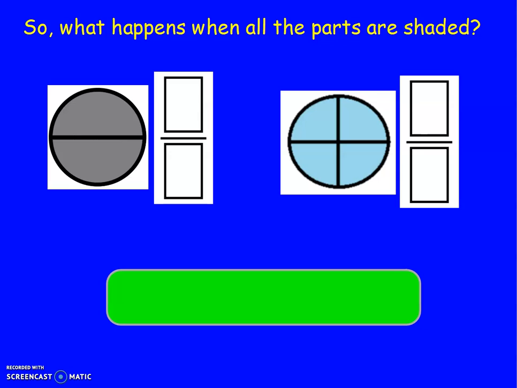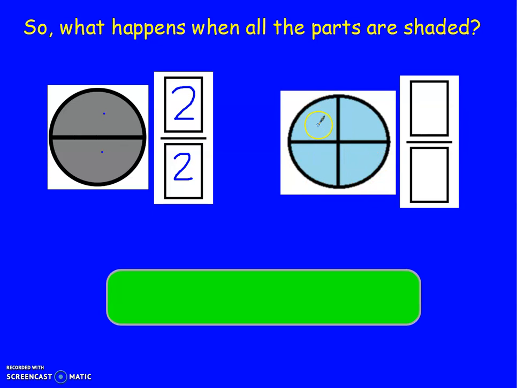So what happens when all of the parts of the shape are shaded? So let's look at this first circle. We've got 2 parts. Let's count how many are shaded. 1, 2. So 2 parts and 2 are shaded. So 2 out of the 2 are shaded.